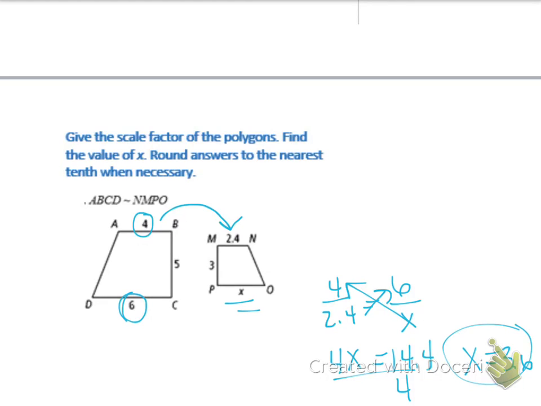So I still need my scale factor, so I'm getting smaller. So if I take 4 over 2.4, that's actually going to get me bigger, because my bigger number's on top. So my scale factor is 2.4 over 4. Okay, if you wanted the decimal of it that you're multiplying by, I could take 2.4 divided by 4 and get 0.6. So my scale factor is 0.6. To get me smaller, that's a number less than 1 that would make my figure smaller.